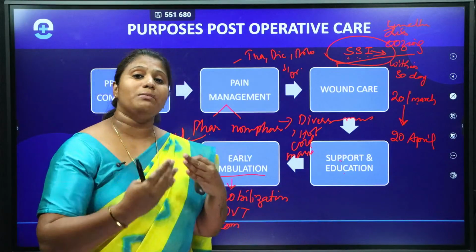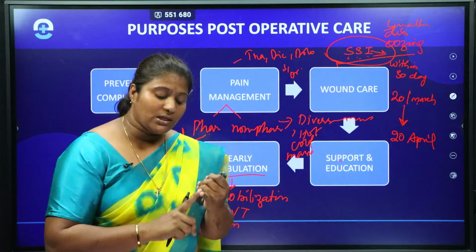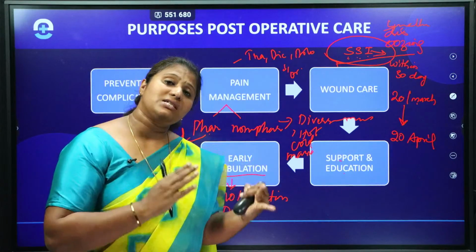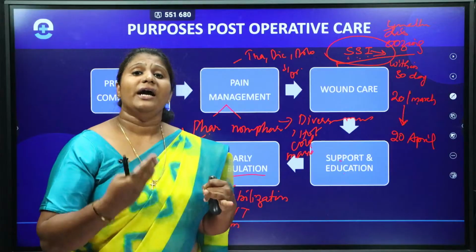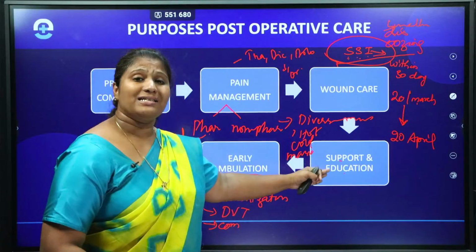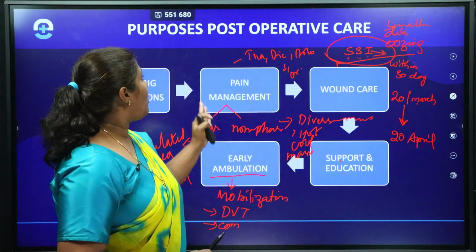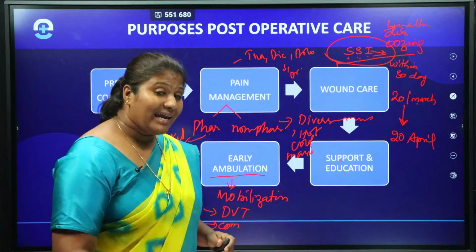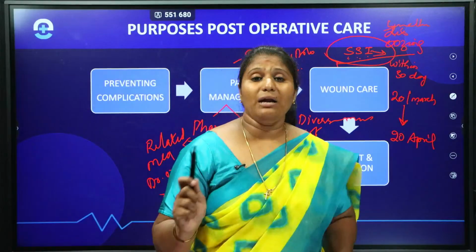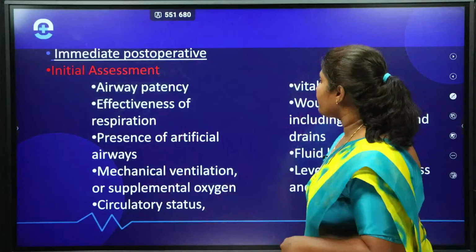Like this, you need to give more support, psychological support, and education. Before the surgery itself, you need to start their education. Then only they can accept and do their physical activities. So these are all the purposes of postoperative care. This is the main importance of nursing care.